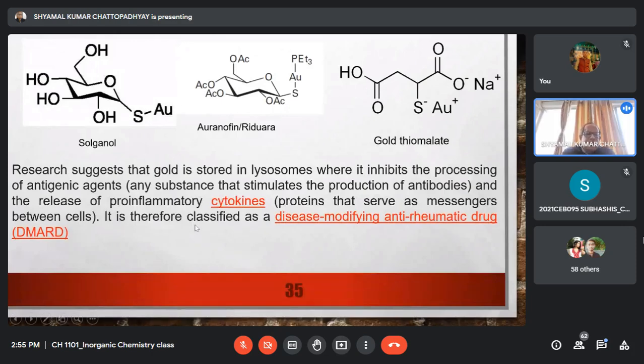And so these gold compounds are very good as anti-rheumatoid agents. In fact, there are only a few compounds which are available as rheumatoid arthritis drugs. So gold complexes are very important. Gold(I) complexes are very important in that aspect.